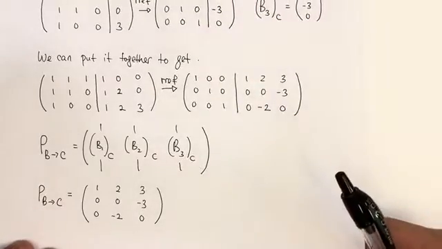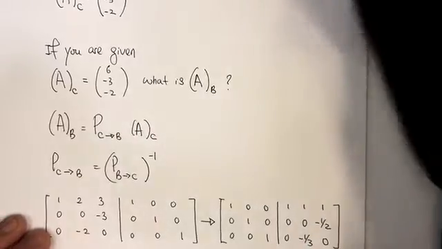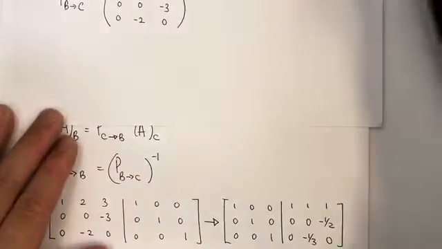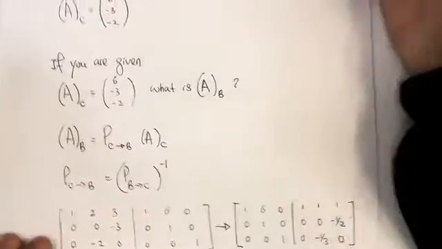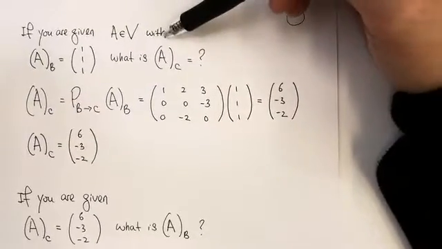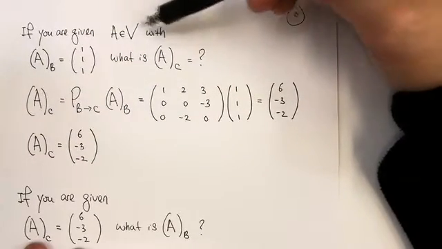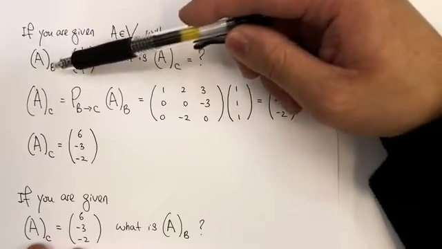Now, once we have the transition matrix, we can do the following computations. Recall that right now we have the transition matrix from basis B to C. So if you are given vectors from this vector space V, and you don't really know what those vectors are, but you know the coordinates of those vectors relative to basis B.